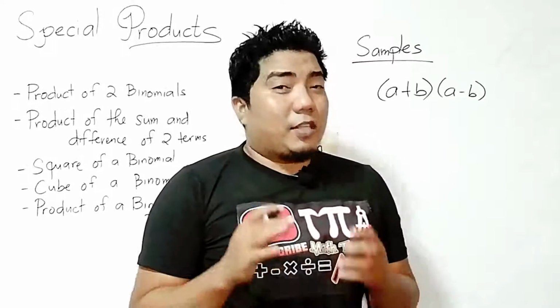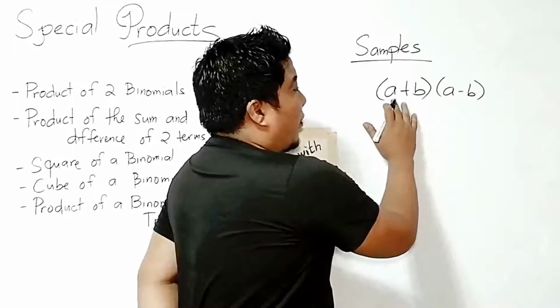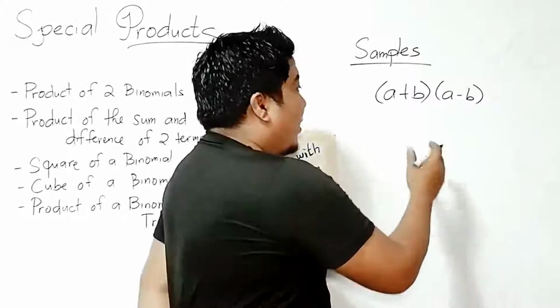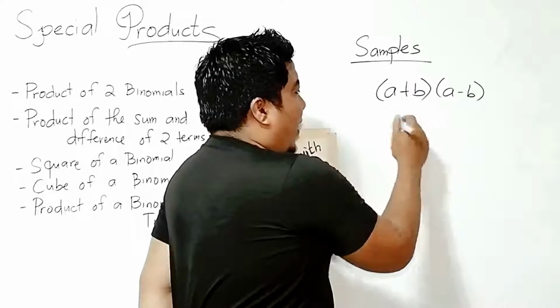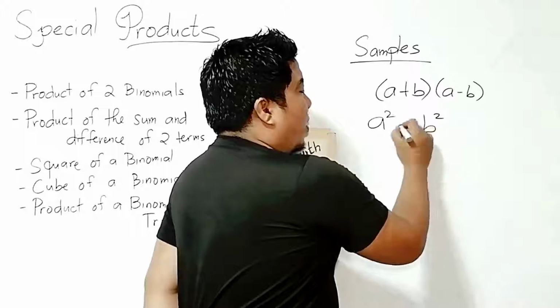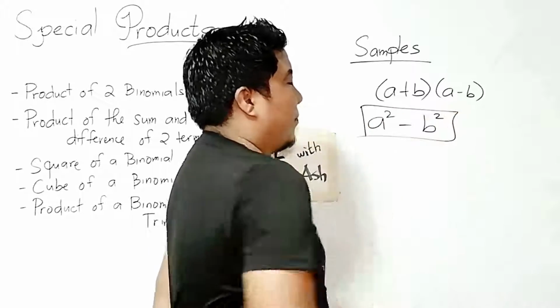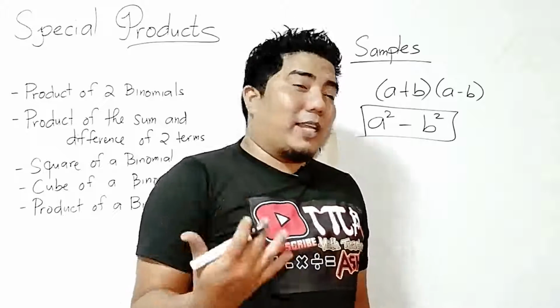My dear math learners, this is very easy. Why? Because you just square your first term and second term, and then you just put a subtraction between them. So the square of a is a squared, the square of b is b squared, and then you put a minus in between. That's it. Okay, now let's try to have more examples.